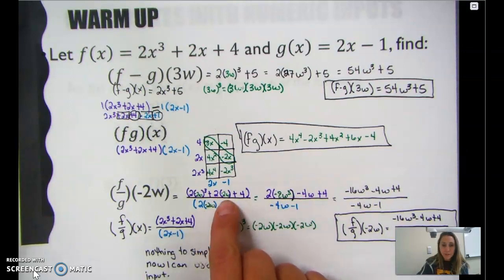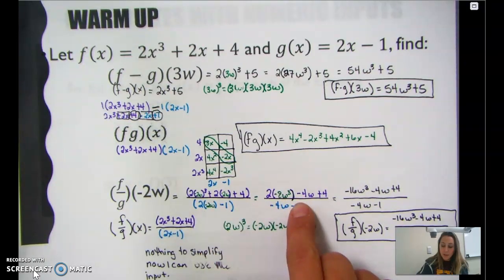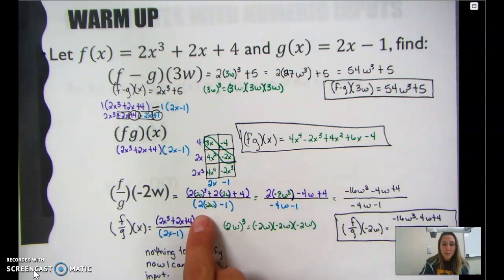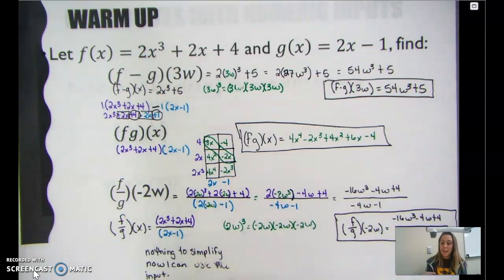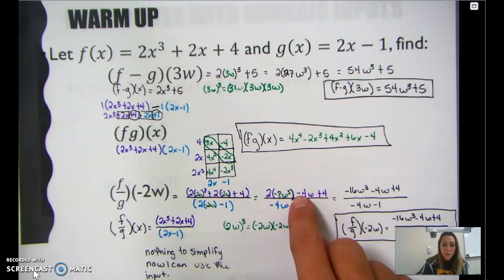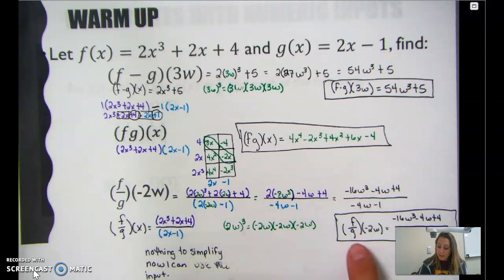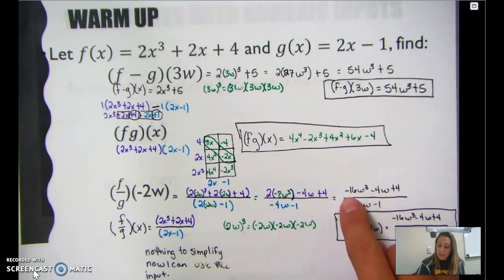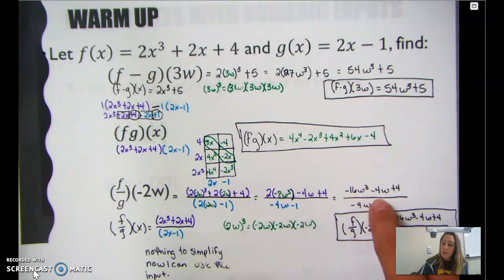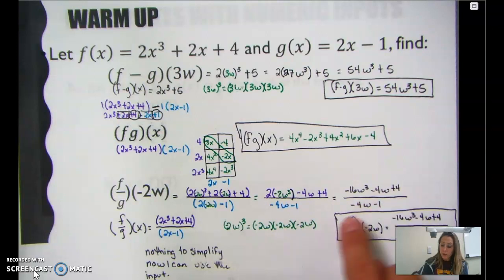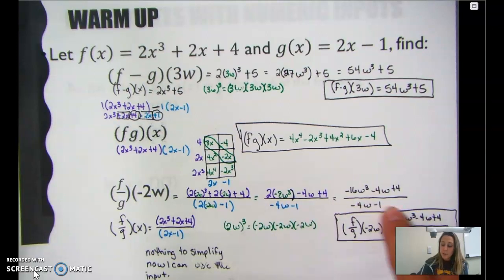So now I have 2 times negative 8w cubed, and then I went ahead and did 2 times negative 2w, negative 4w plus 4, and then I did the denominator. 2 times negative 2w is negative 4w minus 1. And then I went ahead and distributed that 2 and got my final answer. So 2 times negative 8w cubed is negative 16w cubed minus 4w plus 4 over negative 4w minus 1.